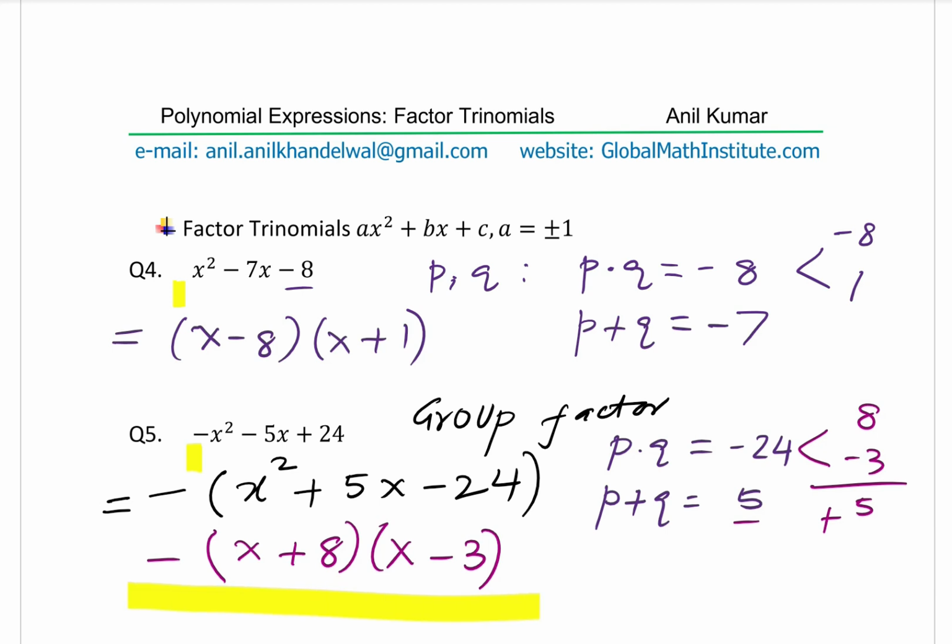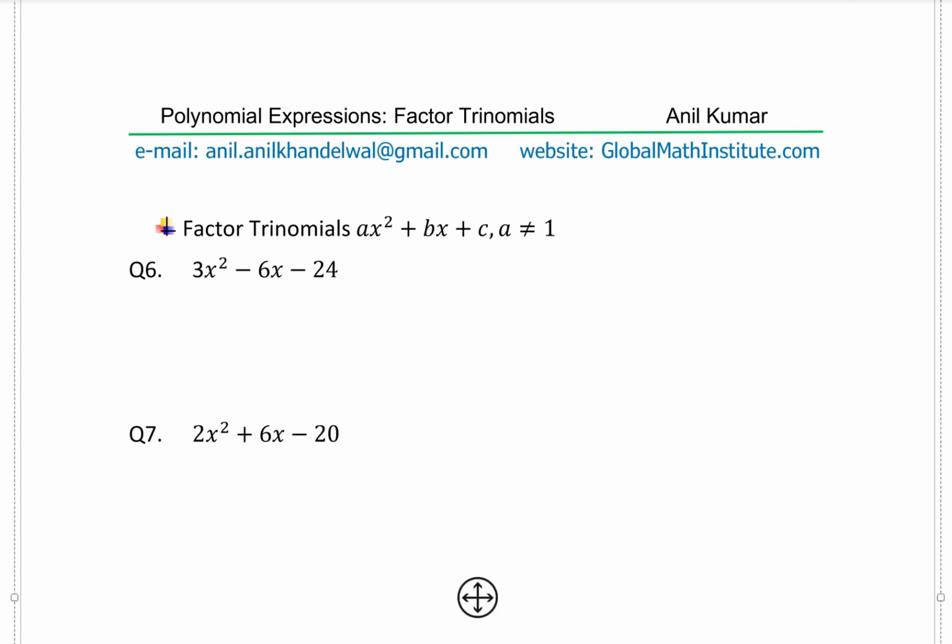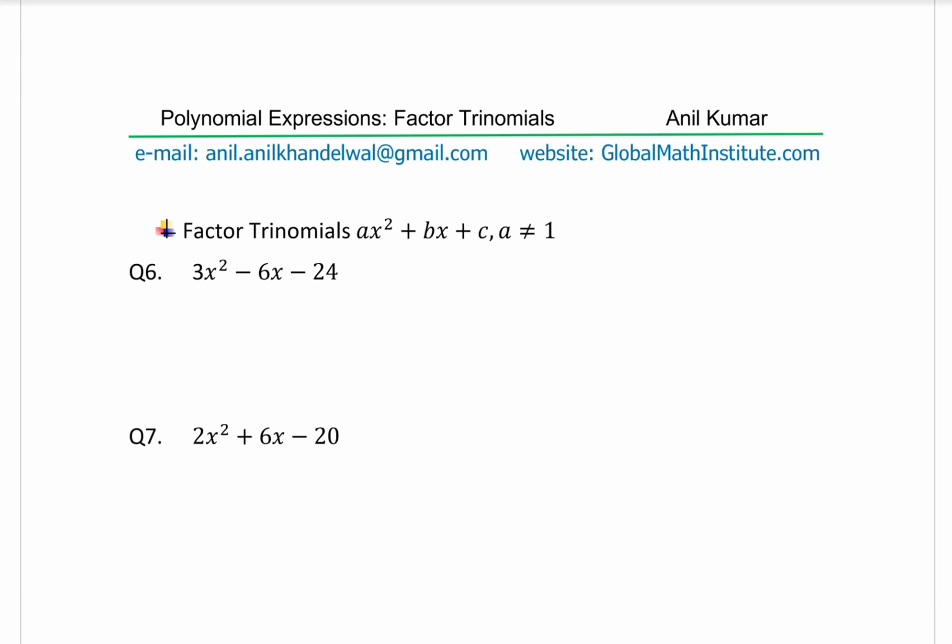So here is a very important criterion. If the leading coefficient is negative, factor it out and then work as you work with normal trinomials where the leading coefficient is 1. It is very simple that way. Here we have two interesting examples. We need to factor trinomials ax squared plus bx plus c where a is not equal to 1. What I'm trying to say here is that the leading coefficient, as you can see, is 3 in the first case and 2 in the second case.